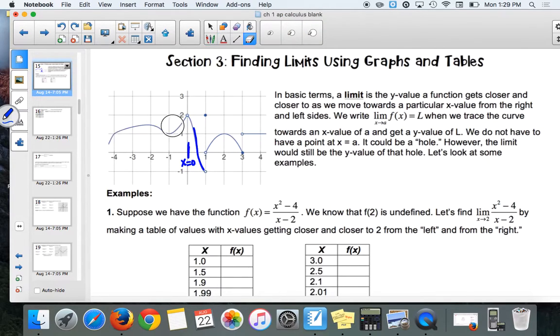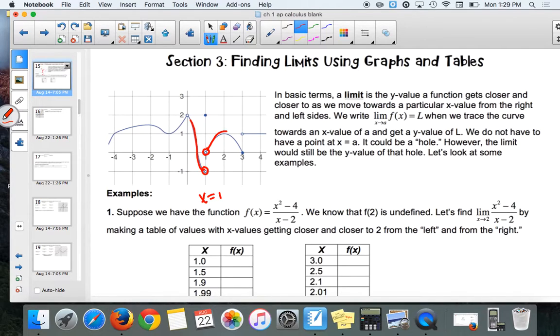Now if you have something like this, and I get closer and closer to an x value of 1, as I go from the right and the left, the right side goes to a y value of 0, the left side goes to a y value of -1. If they do not go to the same thing, then the limit does not exist as x goes to 1.